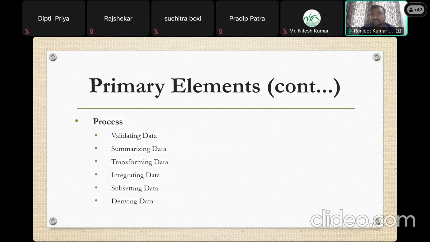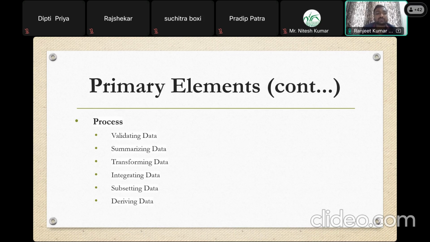After acquiring the data, now you have data in your hand. Then comes the process phase. This is also one of the primary elements. Once you have data in your hand, we all know that data is not always in a form where we can directly go for the analysis. There are some missing values, some redundancy, some kinds of issues with the data sets.